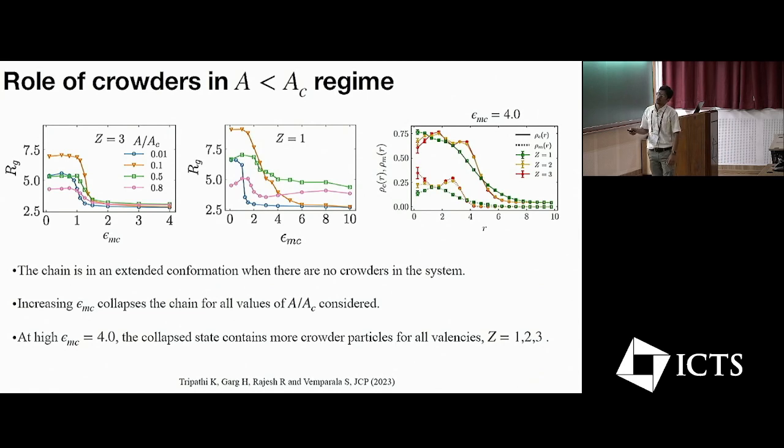And even this collapsed form has a profile of crowder inside the globule. You can see this is rho of C, the density profile of the crowders and the monomers. At the center of mass of the chain, we see more crowder than monomer, right? So the crowders are coming inside the globule to make the chain collapse.